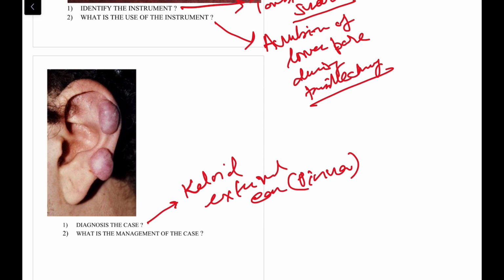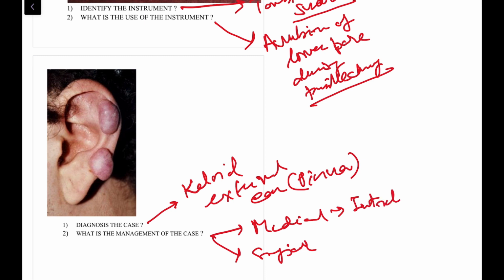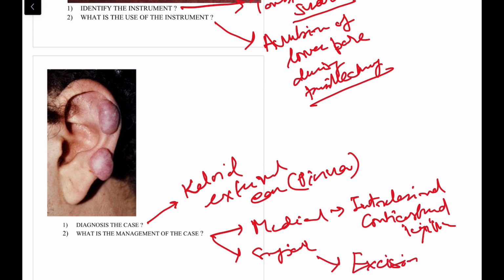So how will you manage this case? Now both options are available to you. Both medical management and surgical management. For medical management, we can go for intralesional corticosteroid injection, and for surgical management it is excision.